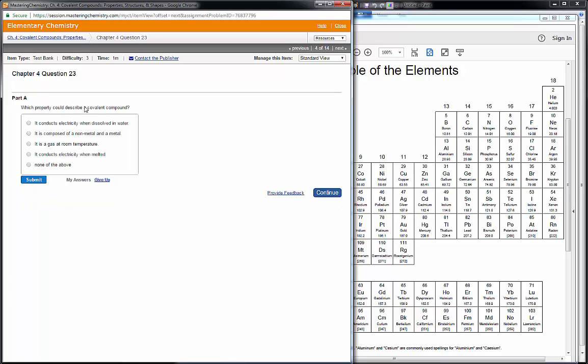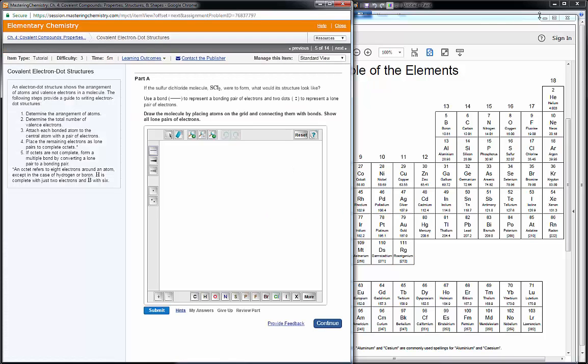And what other properties could describe covalent compounds? This is ionic compounds, right? They conduct electricity when dissolved. If I've got a metal and nonmetal, that would be ionic. Gases at room temperature, yes, because they have really low melting points and boiling points. So many covalent compounds are gases at room temperature. Conducts electricity when melted, that would be true of ionic compounds.